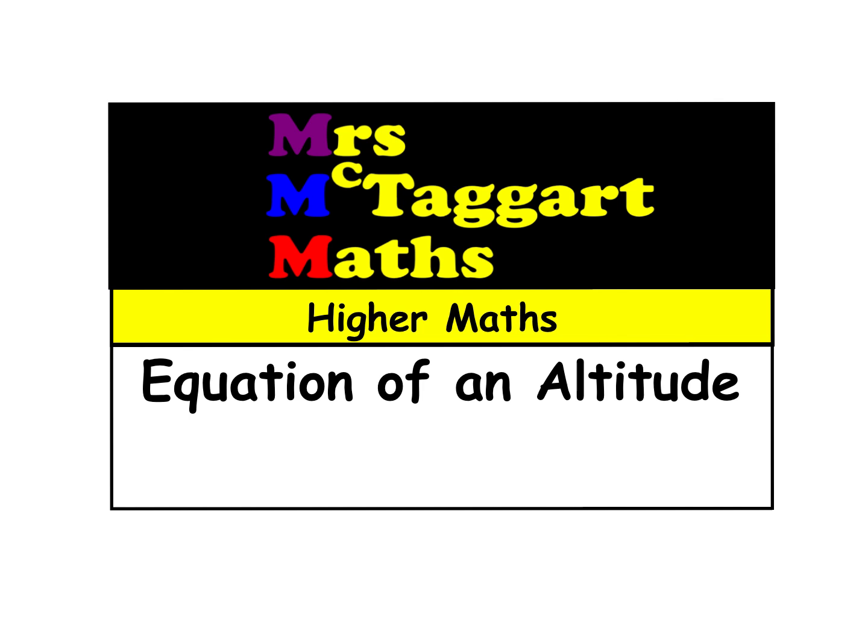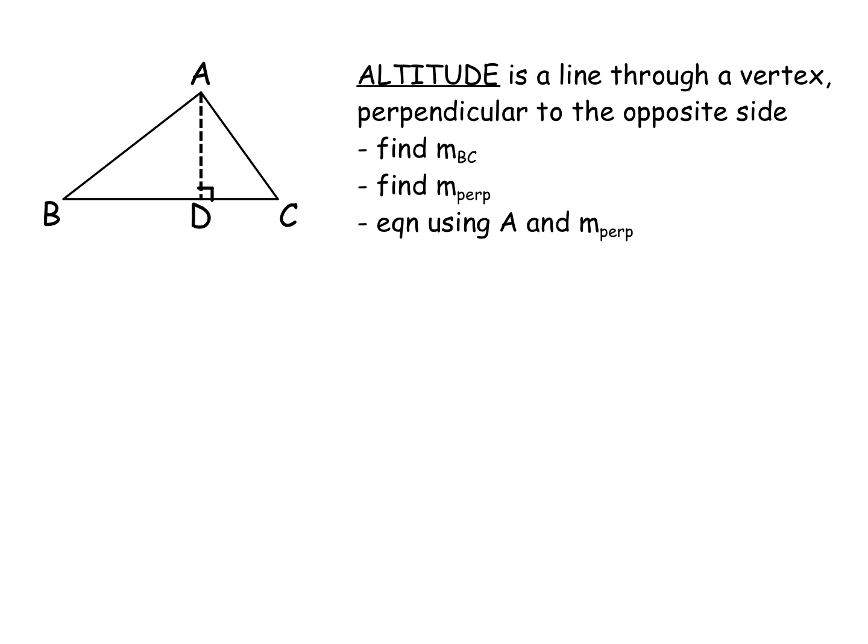So the altitude is another special type of line. It's a line that comes from one of the corners, fancy word vertex. Its main characteristic is that it's perpendicular to the opposite side. So there's that word perpendicular coming in again. So let's look at our methods.